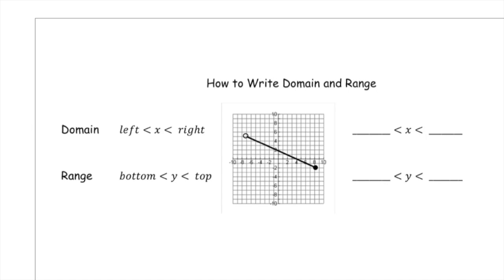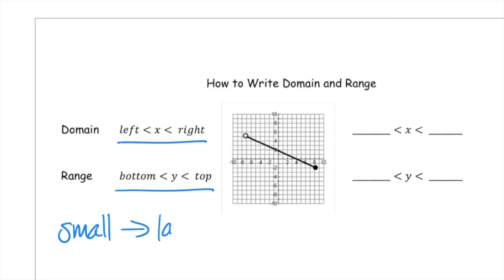Now, for domain, we're always going to write this one from left to right. And for range, we're always going to look at it from bottom to top. In other words, when we write these, we're always going to go from small to large. In case you forget that, you can always remember small to large. So in this case, the domain is going to go from here at -7 to here at 8. So we'll just fill in the blanks here for the domain.